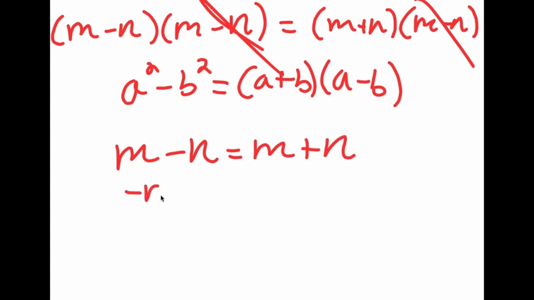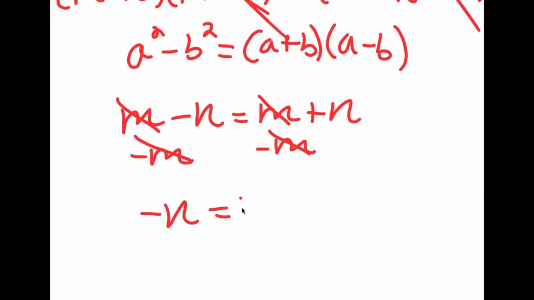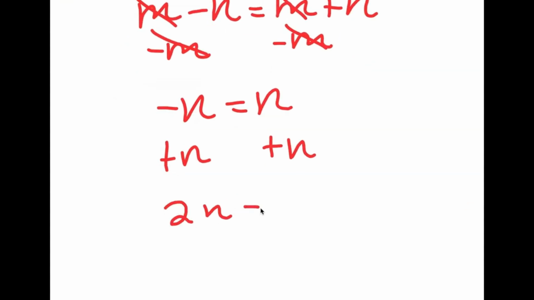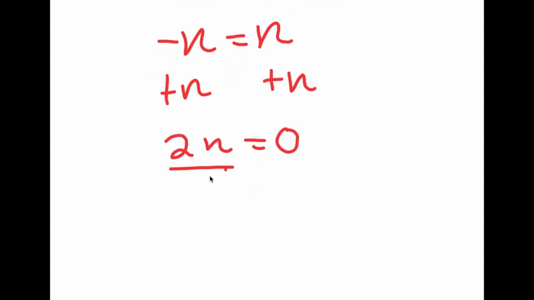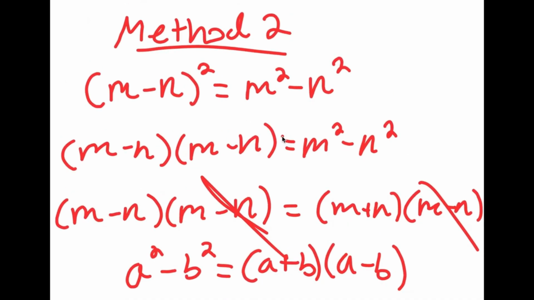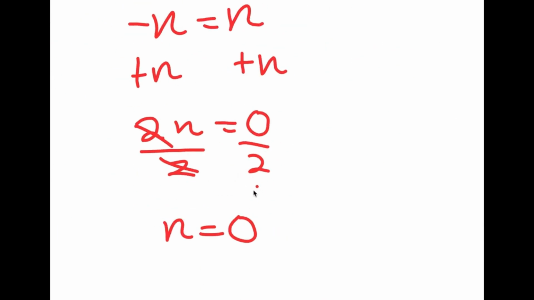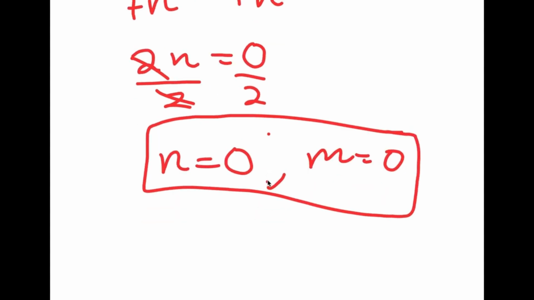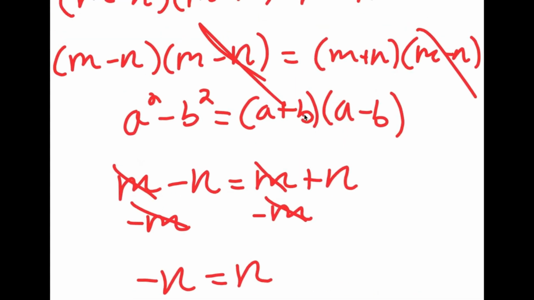Meaning, if I subtract m on both sides, I get negative n is equal to positive n. If I add n on both sides, I get 2n is equal to 0, meaning n is also equal to 0. And if n equals 0, then remember how we already tried this out, m is also equal to 0. So these are my two solutions to this equation.